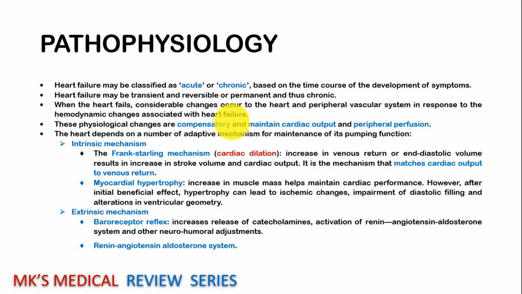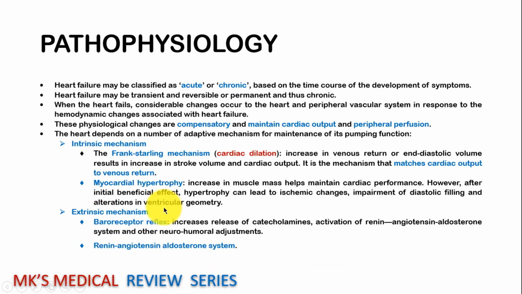They are intrinsic mechanisms. Remember I talked about the Frank-Starling phenomenon? An increase in the venous return or the end-diastolic volume results in an increase in the stroke volume and the cardiac output within physiological limits. So this is a mechanism that matches the cardiac output to the venous return. Then of course there is myocardial hypertrophy, the so-called cardiac remodeling, which is initially beneficial because once the heart is hypertrophied, it pumps much harder, pushing out more blood, so the cardiac output will increase to some extent. But eventually there will be some ischemic changes, impaired diastolic filling, and eventually the geometry of the ventricle will change and it will begin to dilate.